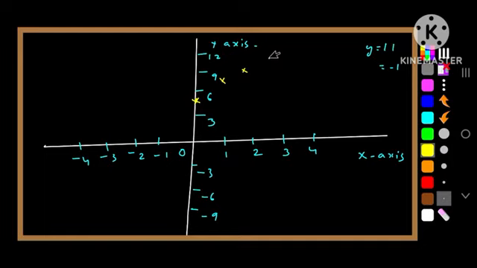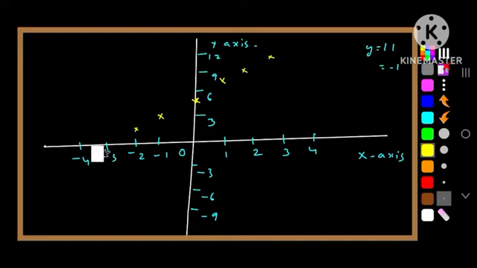So this is the value. And similarly for minus 1, the answer I am getting is 3, so I'll plot the graph point here. For minus 2, I'm getting 1, so I'll take it here. For minus 3, I'm getting minus 1. Minus 1 means this value here, so I'll take this one.